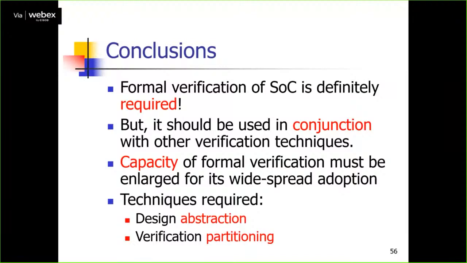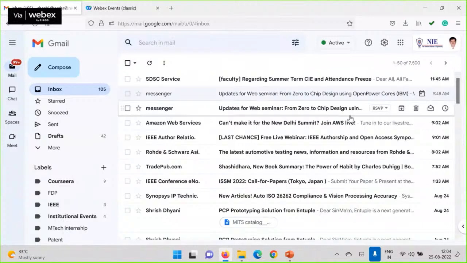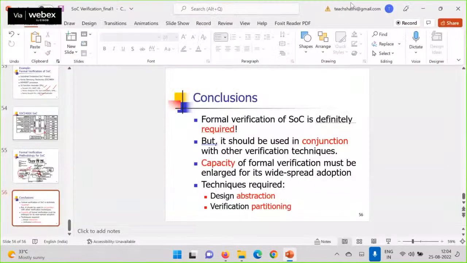In the end, we thought formal verification of SoCs is definitely required, but it should be used in conjunction with other verification techniques. The capacity of formal verification must be enlarged for its widespread adoption. Techniques are required for design abstraction and verification partitioning. So this is something on verification. If you have any doubts or any clarification, you can ask me. Thank you.